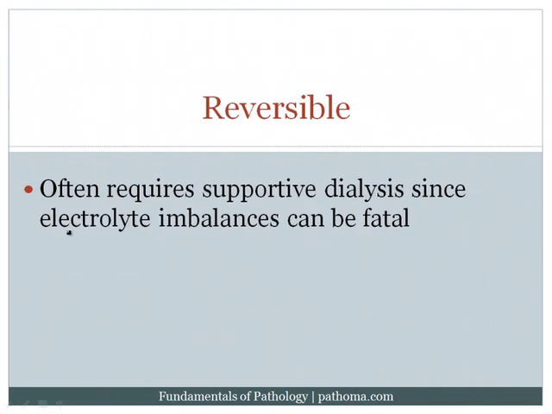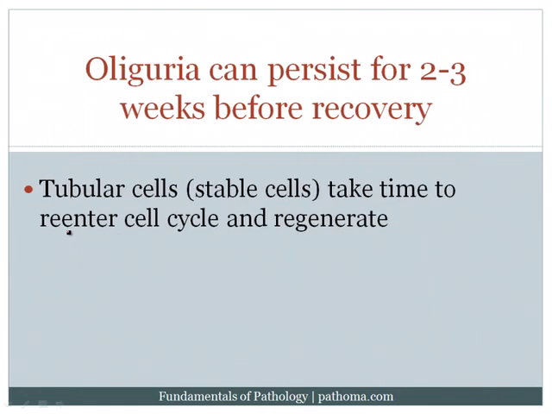Now, acute tubular necrosis is reversible. The tubular cells do have the ability to regenerate. However, this often requires supportive dialysis because the electrolyte imbalances generated during ATN can be fatal. It's important to note, however, that the oliguria that the patients experience can actually persist for 2 to 3 weeks before they actually recover. Now, the reason for this is that the tubular cells, especially the proximal tubular cell, is a stable cell. And remember from our earlier discussions from general pathology that stable cells are cells that have the ability to re-enter cell cycle but are currently out of cell cycle. And so it takes a little bit of time for the tubular cell to actually re-enter cell cycle and then eventually regenerate.